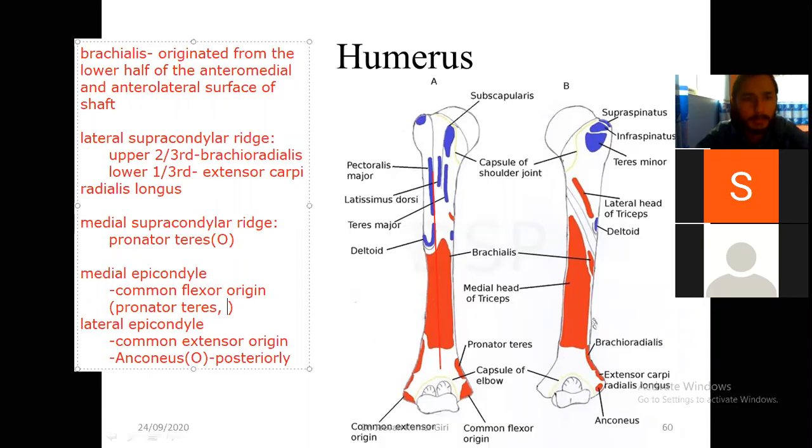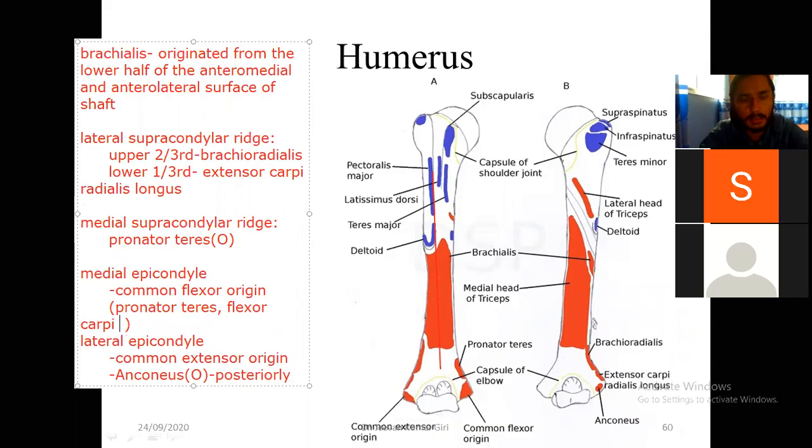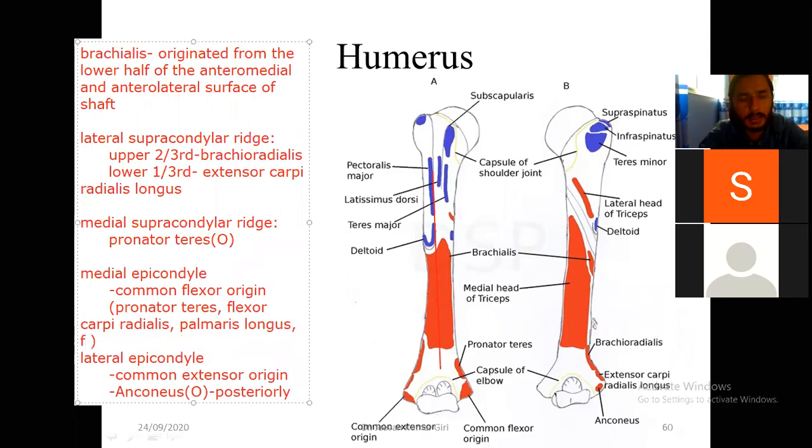Now I'll give the names. The pronator teres, then the flexor. Common flexor origin means the muscles have the name flexor in them: flexor carpi radialis, palmaris longus, then the flexor digitorum superficialis.